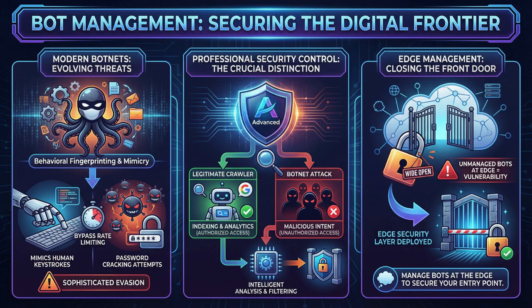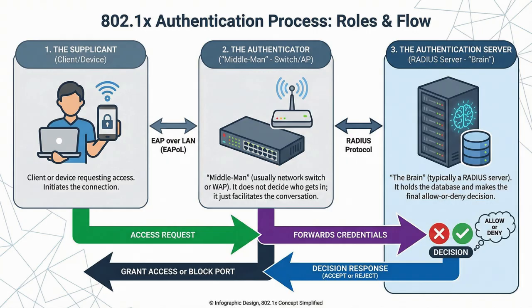Now, let us talk about the gatekeeper, 802.1x. To pass your exams, you must master the 3 roles in this handshake. The supplicant is the client or device requesting access. The authenticator is the middleman, usually your network switch or wireless access point. It does not decide who gets in, it just facilitates the conversation. The authentication server, typically a RADIUS server, is the brain. It holds the database and makes the final allow or deny decision.